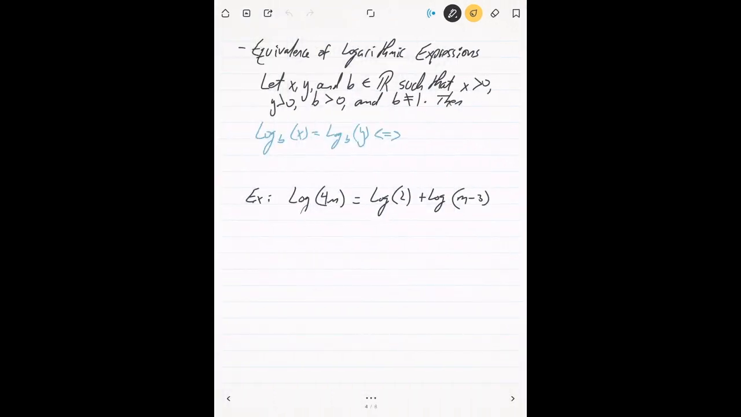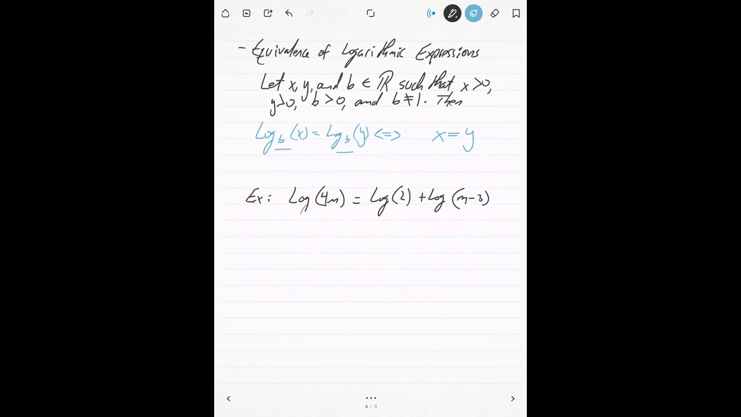Now what I'd like to do is talk about a specific property, or really a technique that might help us out when solving logarithmic equations, especially when they fit this form. If you have a logarithmic expression equaling another logarithmic expression, and they have the same base, their arguments, we're going to say, are equal to each other.